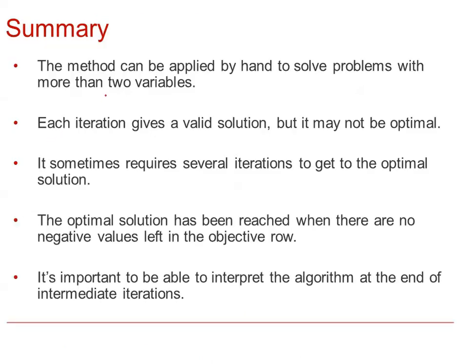So in summary, the simplex method can be applied by hand to solve problems with more than 2 variables, unlike the graphical solution. Each iteration does give a valid solution, but it might not be optimal, and it sometimes requires several iterations to get the optimal solution. So in the last example, we required 2 iterations. The optimal solution has been reached when there are no negative values left in the objective row. And don't forget, the objective row is always the bottom row.